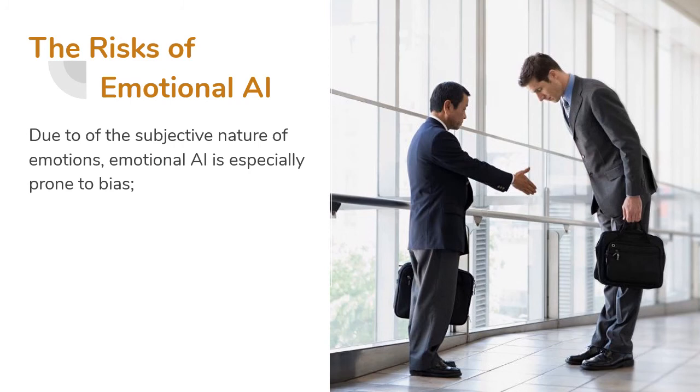So, the risk of emotion AI is that it can perpetuate stereotypes and assumptions at an unprecedented scale. It is because of the subjective nature of emotion. Emotion is especially prone to bias. For instance, a smile might mean one thing in Germany and another in Japan.